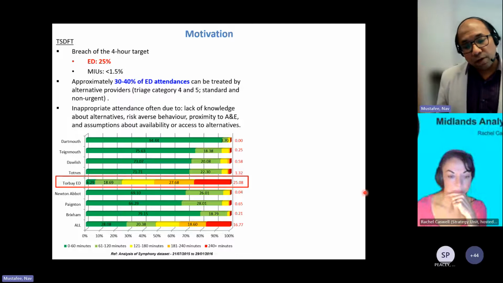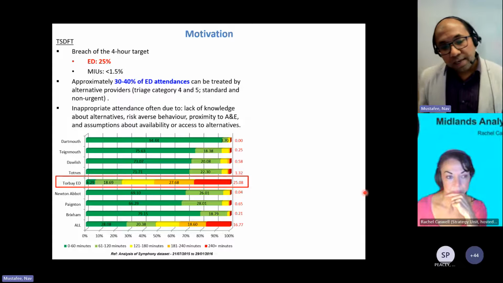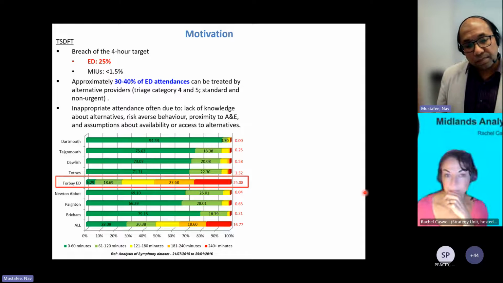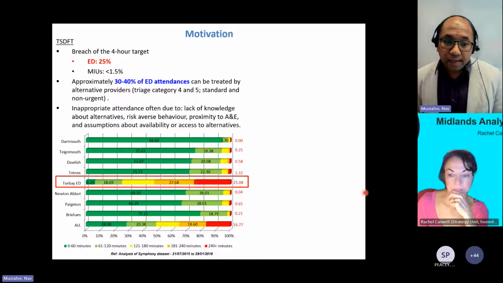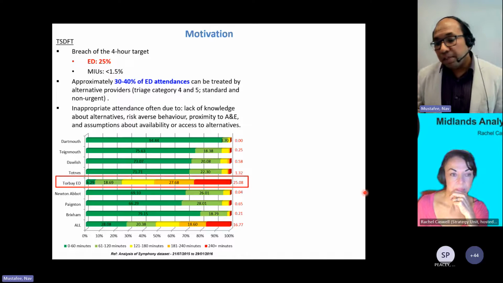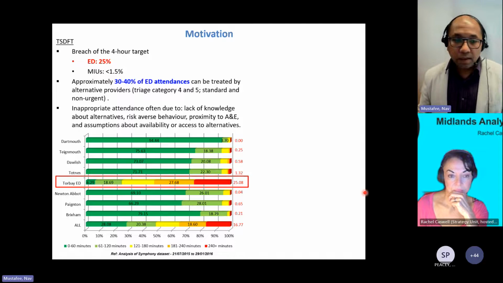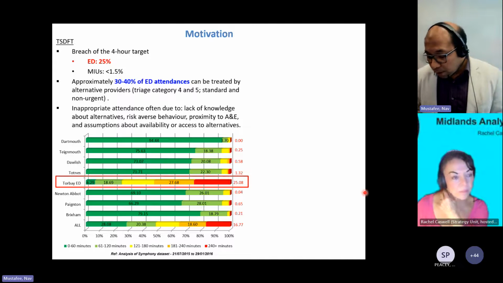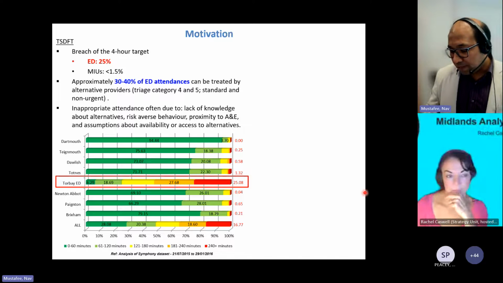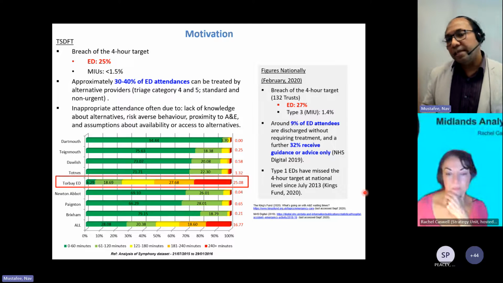Obviously, thinking about it, there is some capacity in MIUs. They could probably take more patients. But that is only the case of Torbay and South Devon. So what about the national picture in England? So we looked at the national picture.